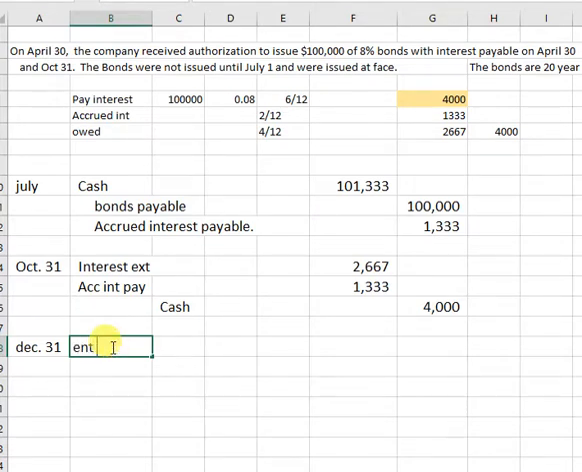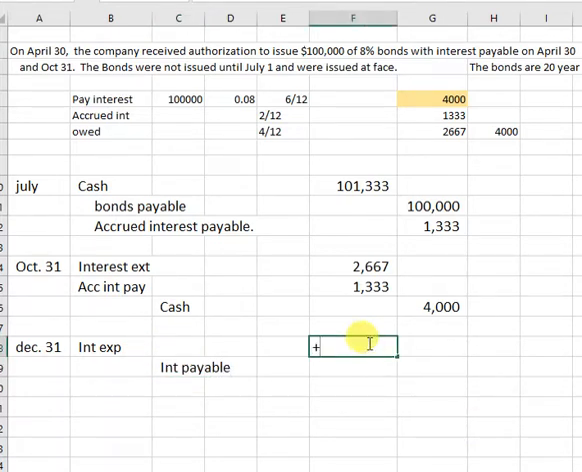So I'm going to have interest expense, and I'm not going to pay it until April 30th, so I'm going to credit interest payable. Okay, and so the formula for interest is, again, principal, which is $100,000, times rate, which is 8%, times time, which is for November and December, so 2 divided by 12. So I get the 1333, and this one's going to be the same, the 1333.